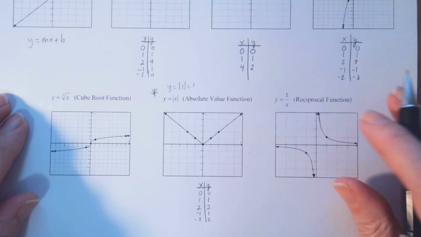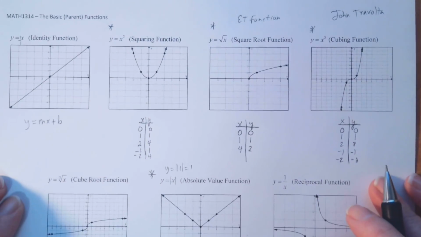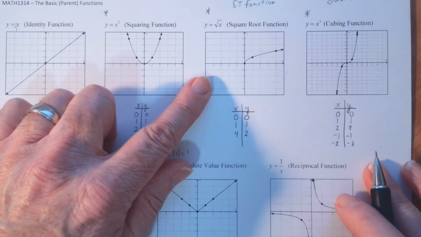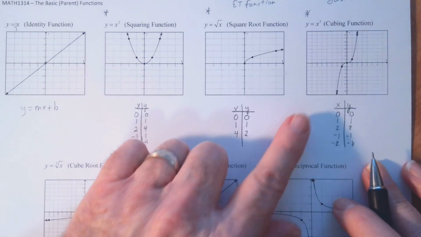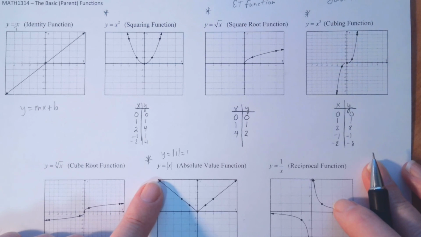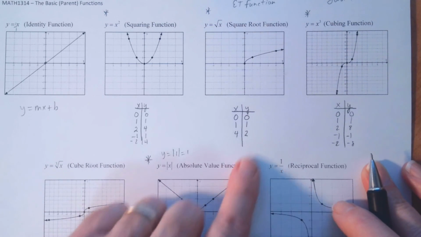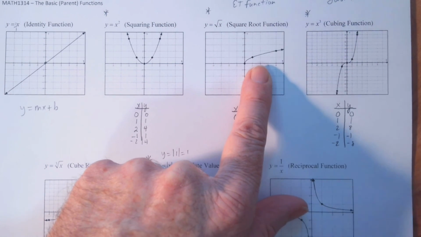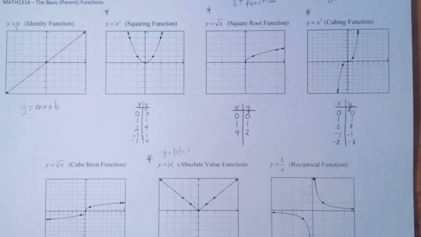So again, it's most important that you're real comfortable with the squaring function, the square root function, the cubing function, and the absolute value function, and get to know these graphs well enough that you can come up with these 5 points, or in the case of the square root function, 3 points. All right, so that's it for this video on the basic functions.